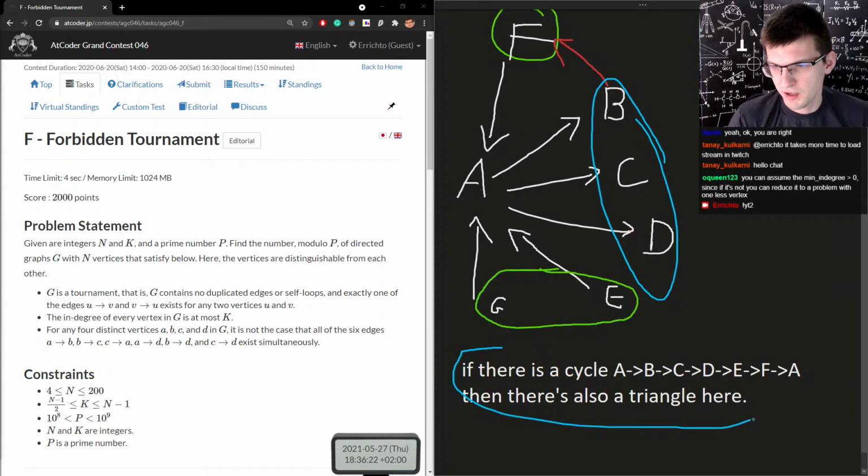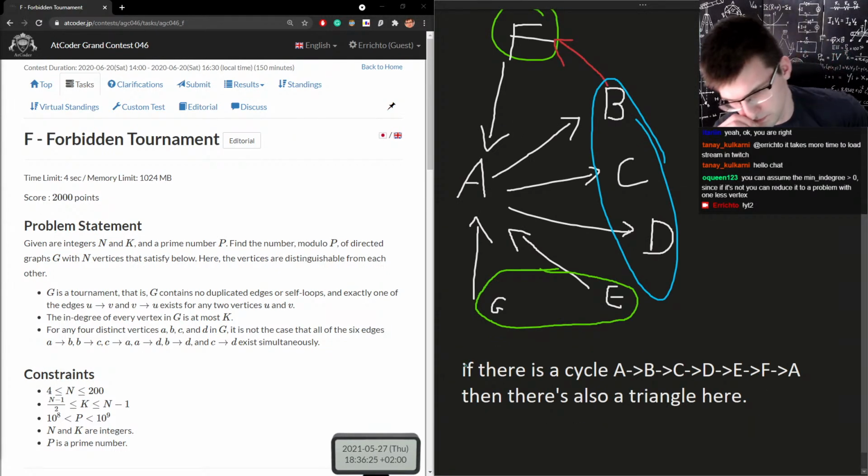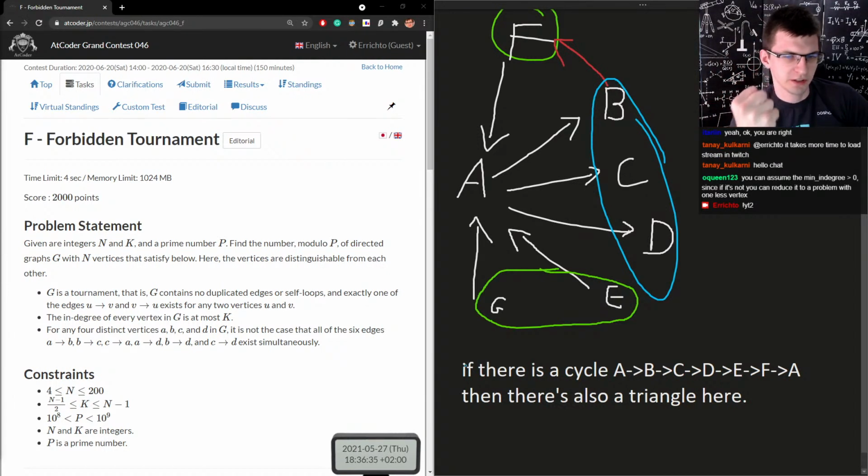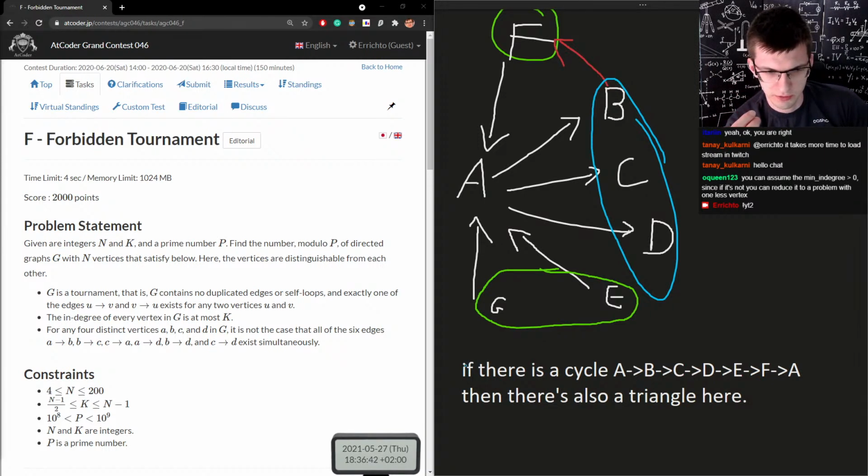Maybe this lemma actually is useful. If there is a triangle, then let's say we merge it into one vertex. So merge those 3 vertices into one. Then in the remaining graph, if there is a cycle, it means there is also a triangle. So again, we get something.